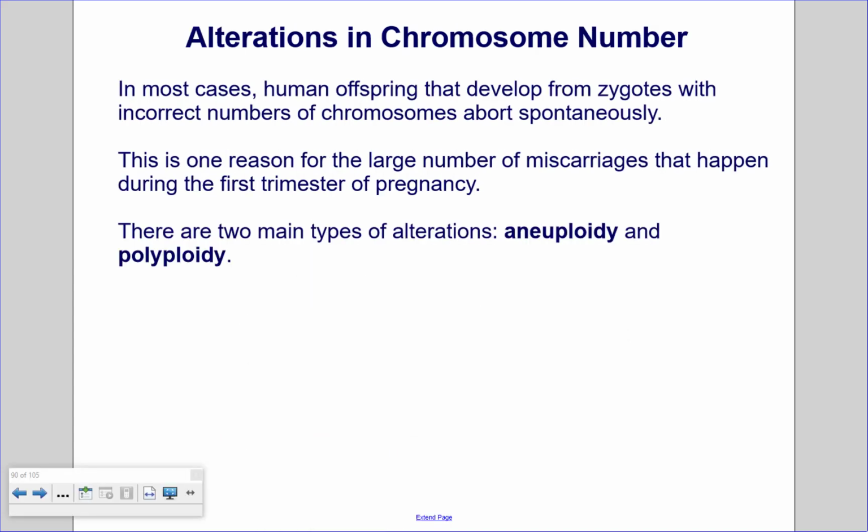Alterations in chromosome number. In most cases, human offspring that develop from zygotes with incorrect numbers of chromosomes abort spontaneously. This is one reason for the large number of miscarriages that happen during the first trimester of pregnancy. There are two types of alterations, aneuploidy and polyploidy.